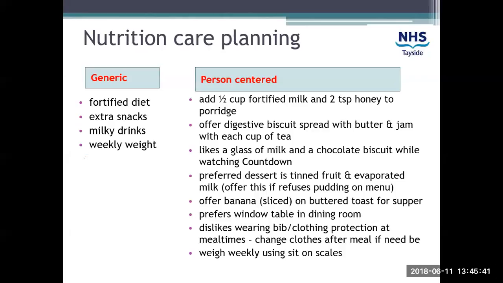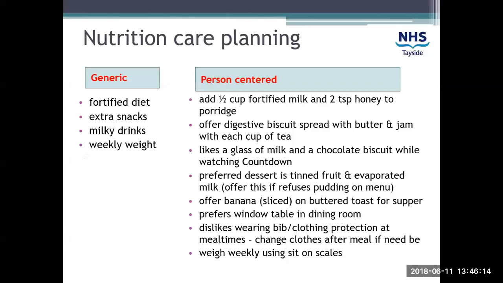So what we're trying to say is we don't want just generic ones that are maybe just kind of standard, fortified diet, extra snacks, milky drinks, weekly weights. That doesn't really tell you much about the resident, doesn't really go into much detail at all, whereas comparing that to a person-centred nutrition care plan, adding half a cup of fortified milk and 2 teaspoons of honey to their porridge tells you a lot more about that resident. That's what they like, and it's very specific. It's what we're aiming for.